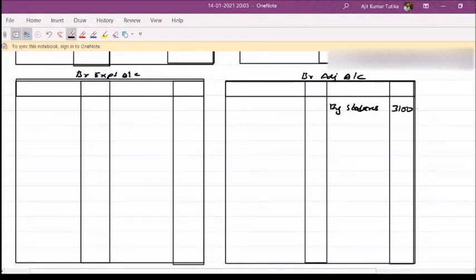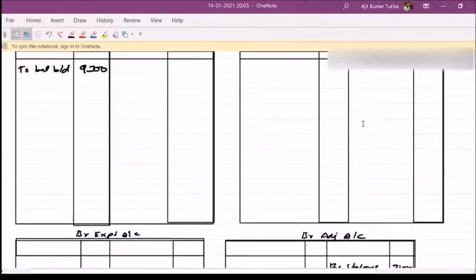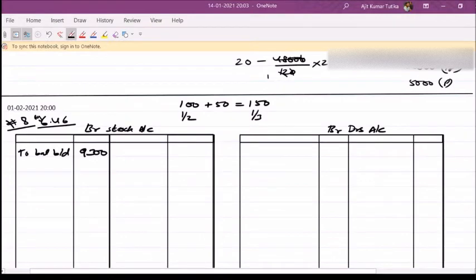Then we have debtors on 1st April 2015, 6,800. So I will go to the debtors account, 6,800. There is no loading in debtors, because whatever price the branch gets, that price it sells to the debtors.